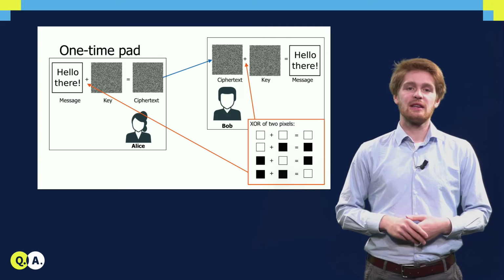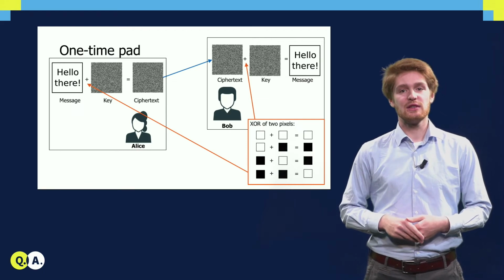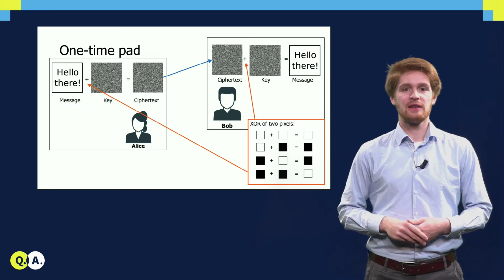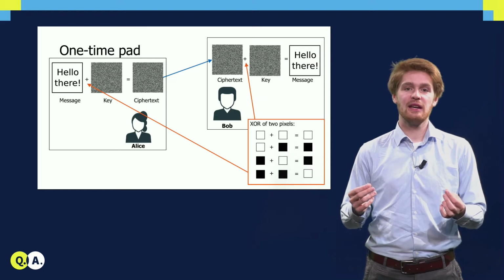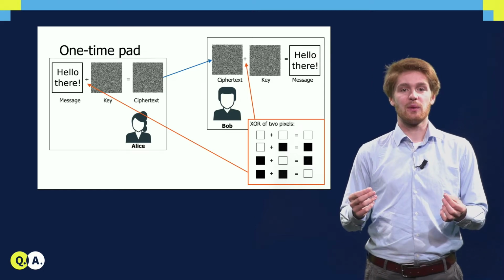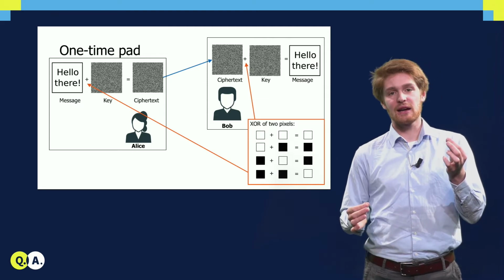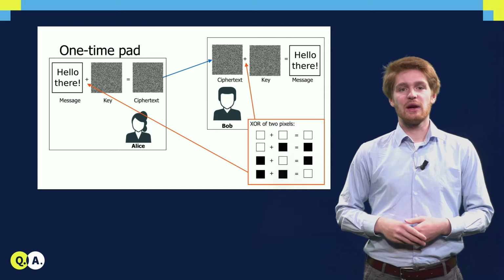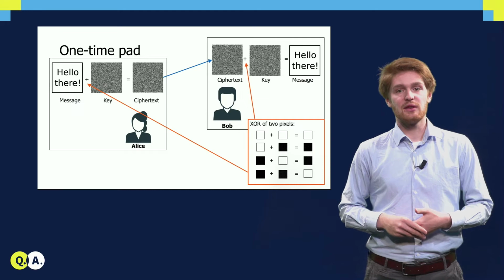In the one-time pad scheme, Alice takes her key and takes the so-called bitwise exclusive OR, or bitwise XOR, of her two images. This means that for every pair of pixels, one from the message and one from the key, she creates a new pixel, which is white if the two original pixels had the same color, and black if they were different. The new image she creates this way is called the ciphertext. This is the image she will send to Bob.